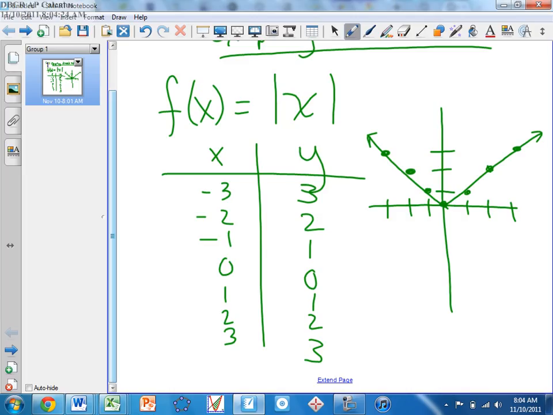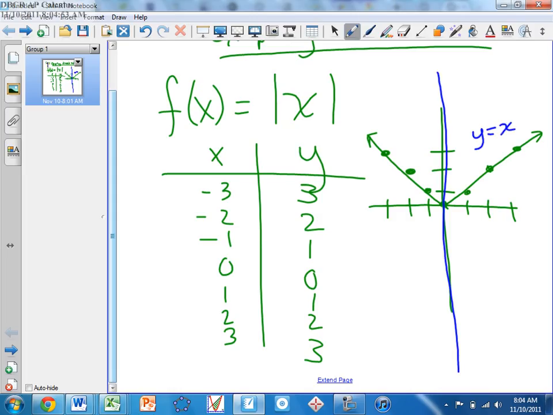Now, the important part to think about is this. On the right side of this graph, so everything to the right side of the y-axis, what equation represents that line? Again, just this portion right here. Without absolute value, what equation can I write to represent that line? Y equals what? Y equals x. This is the line y equals x.